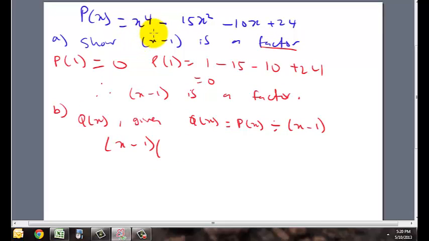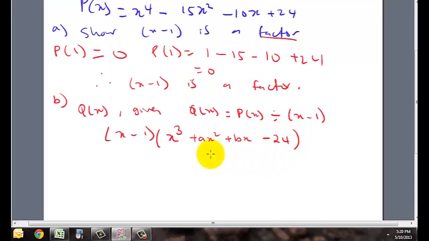I know obviously this is going to be x cubed. Oh, that's a good one to show you. And then I'm going to have an ax squared, which I'll write as a plus ax squared, for instance. I'm going to have a plus bx, all right? And then I'm going to have the last term being minus 24. Now, to get my ax squared, wait, is that x squared? Did I write that right?